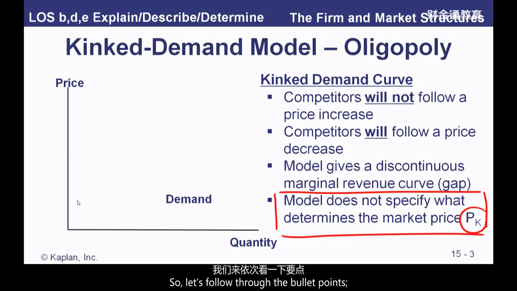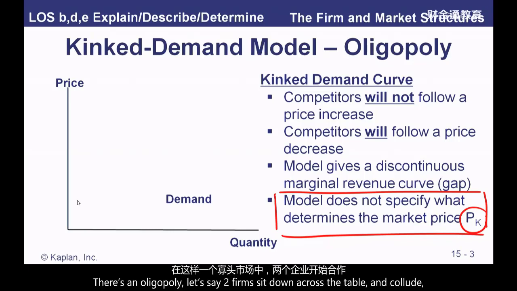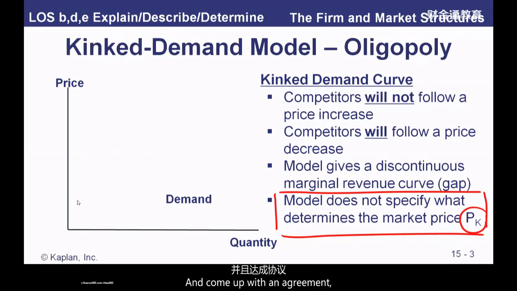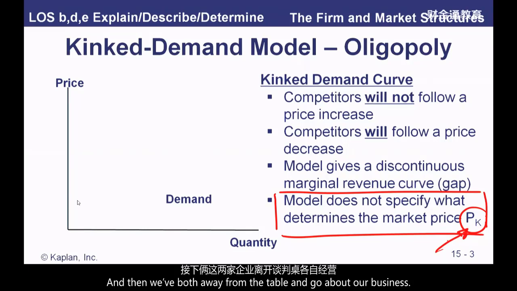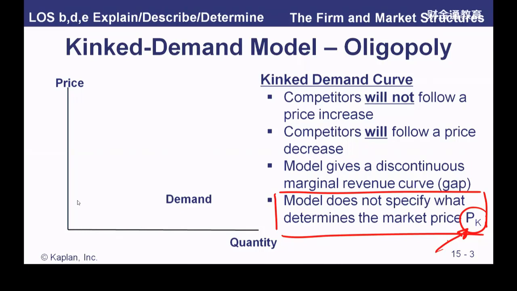So let's follow through the bullet points. The top one says, let's imagine we start off at PK. There's an oligopoly, let's say two firms sit down across a table and collude and come up with an agreement. Let's say that's how we came up with PK. And then they both move away from the table and go about their business.